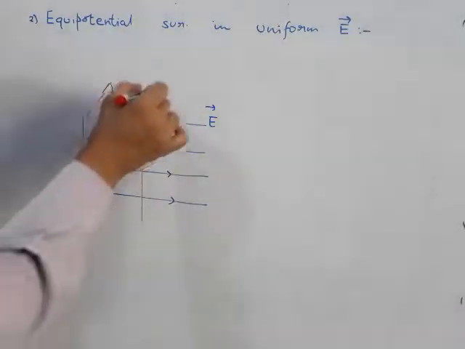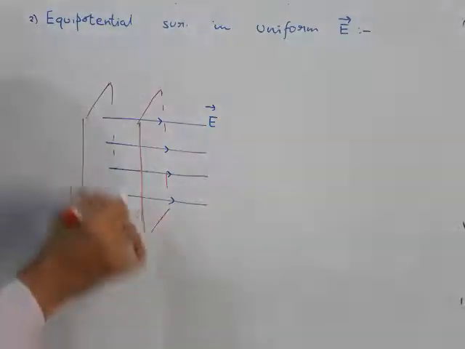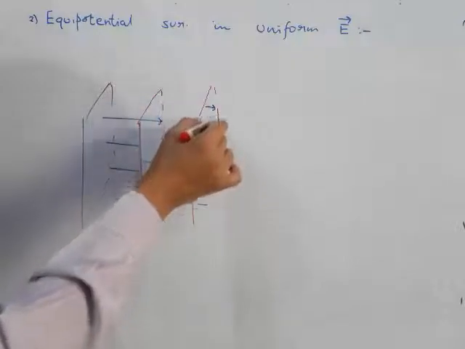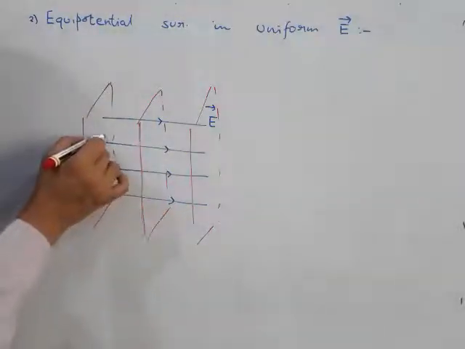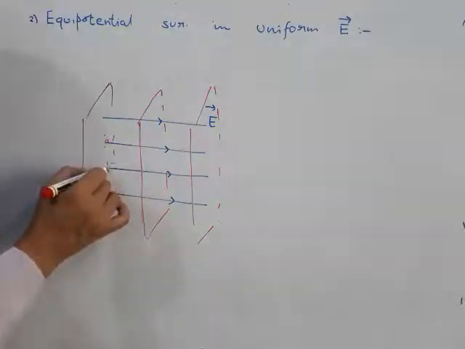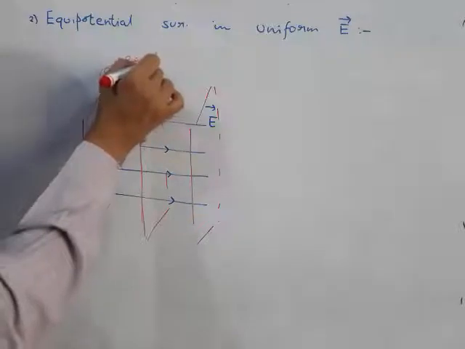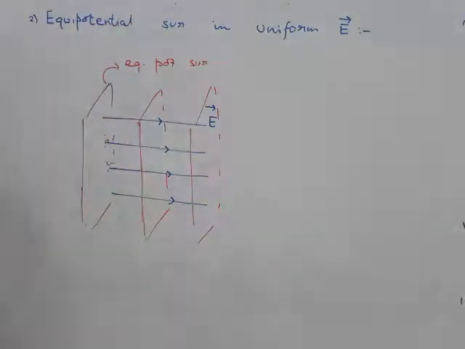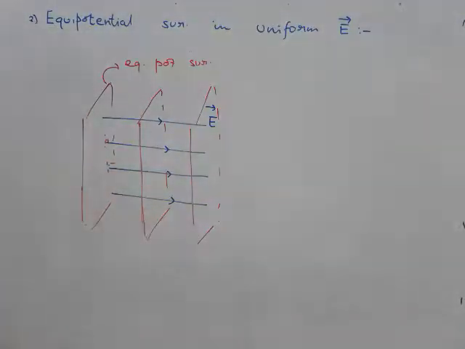This is one equipotential surface. Likewise, this is another equipotential surface. You can draw a set of many equipotential surfaces like so. So these electric field lines are originating perpendicular to these equipotential surfaces. So these are the equipotential surfaces due to some charge configuration because of which the electric field in the region is uniform. So this is our second example.